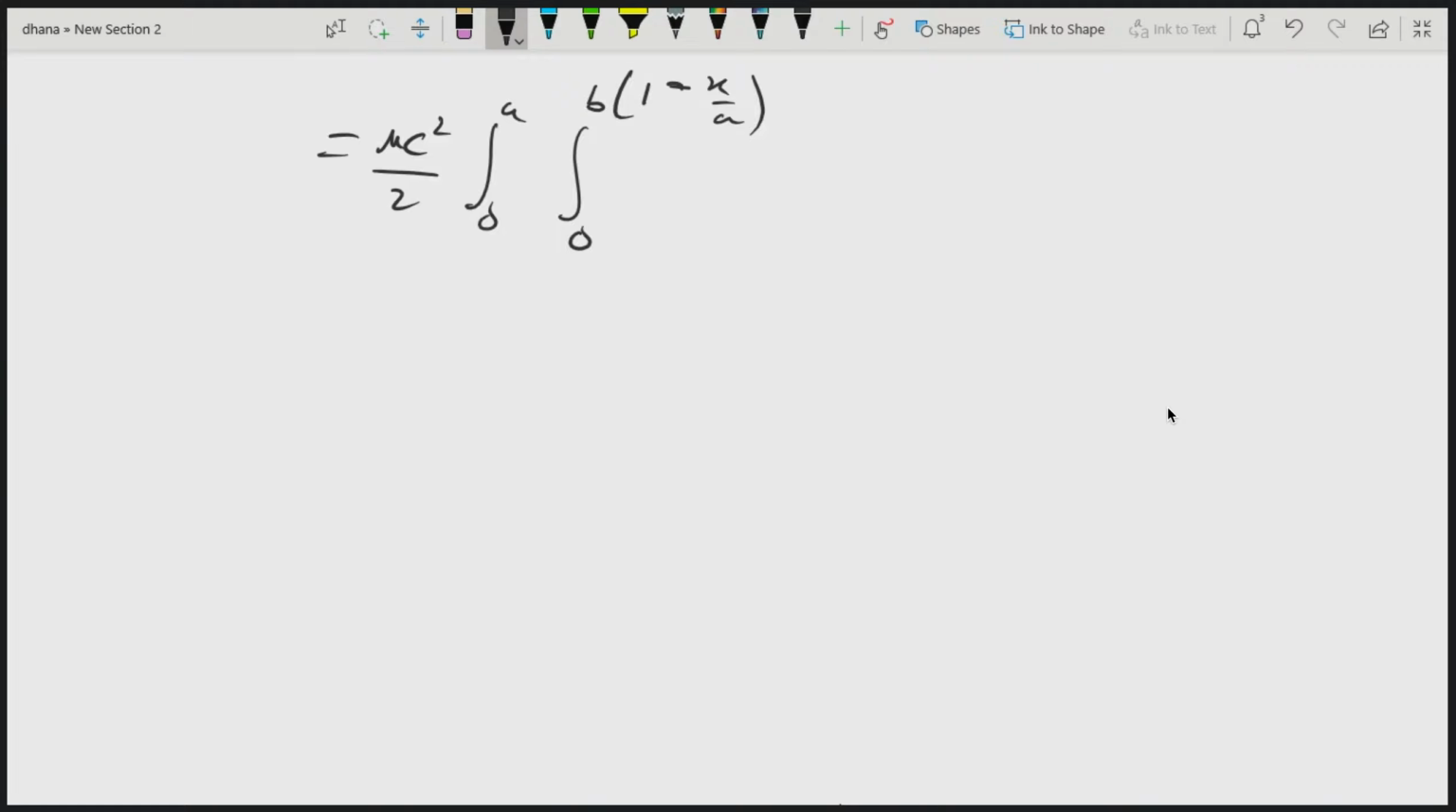Okay, solve it. You have this xy, and the z value we have substituted, that was 1 minus x by a minus y by b whole square dy dx.